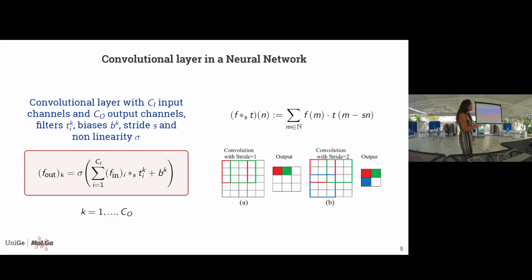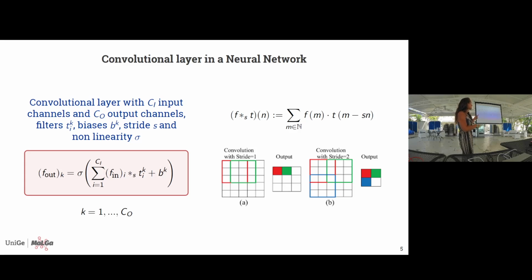In this case, the filters are red, green, and blue. The output image is this one, the input image, sorry, and the output image is this one here. As we can see, if the stride is, for example, 2, the filter moves along the image by 2 pixels at a time, and so the output size is influenced by the stride.